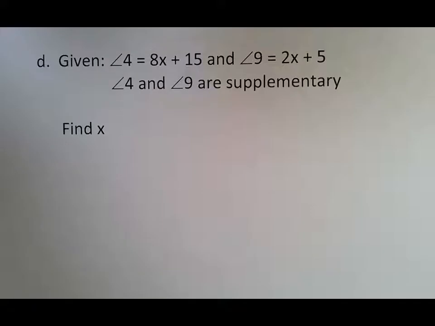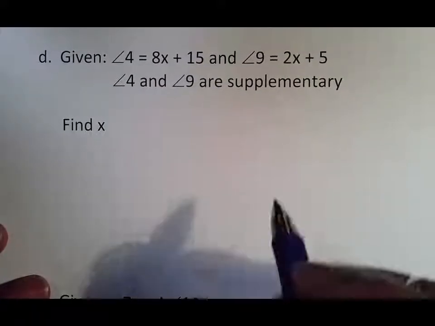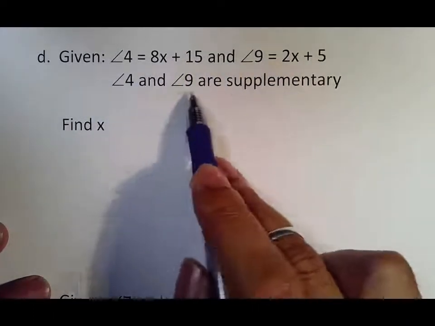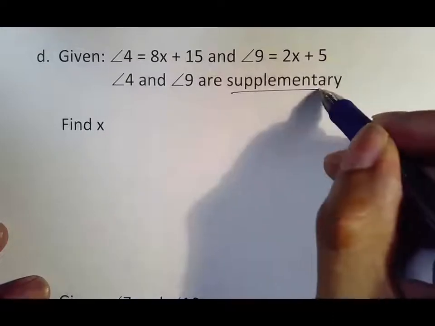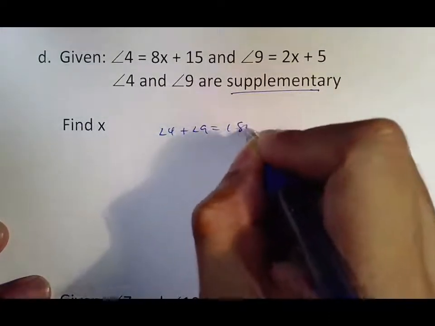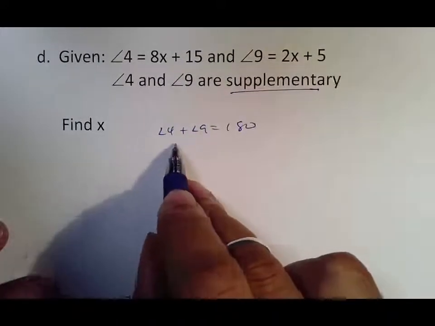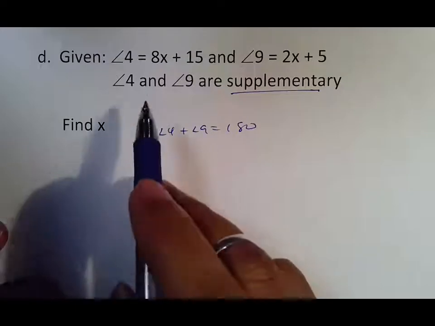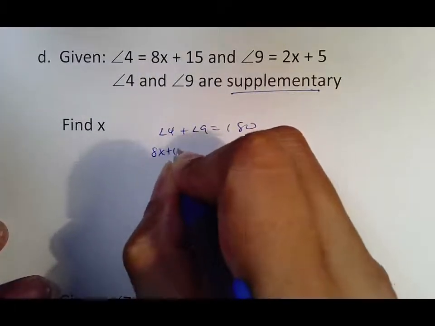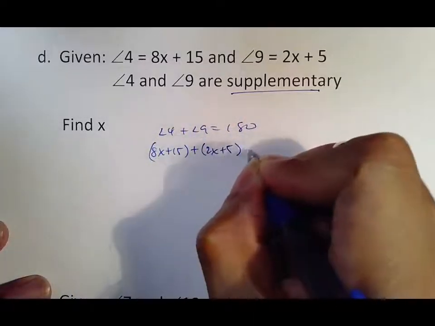And so checking out this one again, this is on the back of your sheet also, so make sure you copy it. Starting out with this, the information we get is the angle measures, and then it says that these two things are supplementary. Once we know they're supplementary, we will put angle 4 plus angle 9 equals 180. That's what this tells me I can put. That is the first step. Your second step is to substitute. So angle 4 is equal to 8x plus 15. Angle 9 is equal to 2x plus 5.